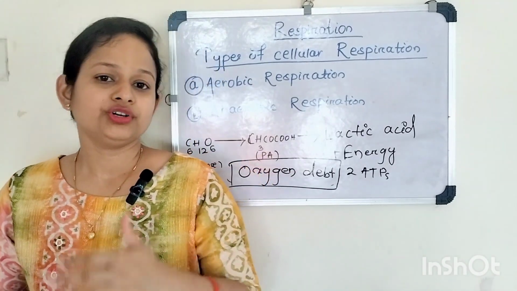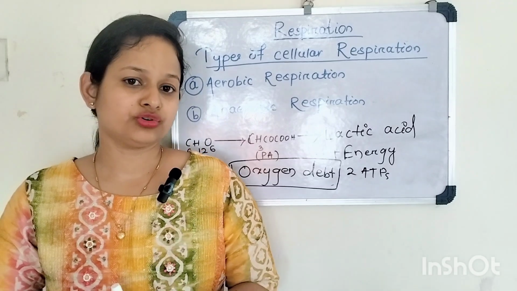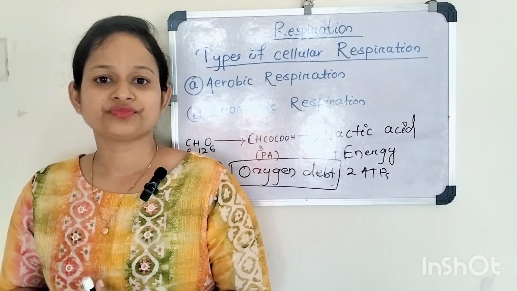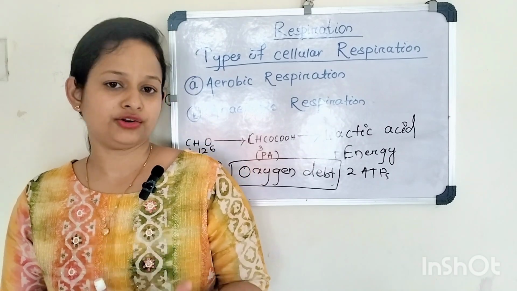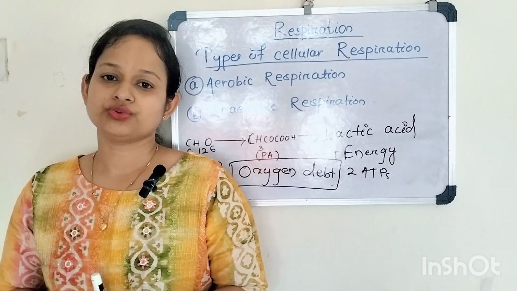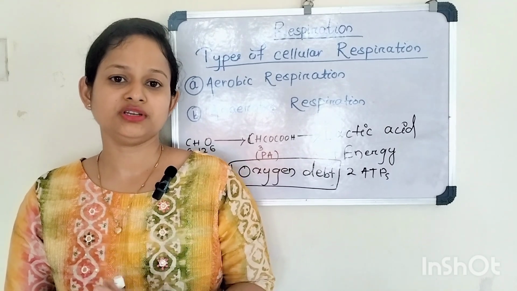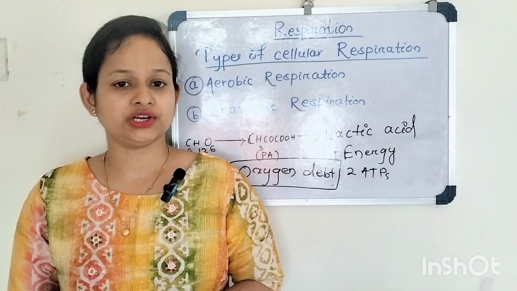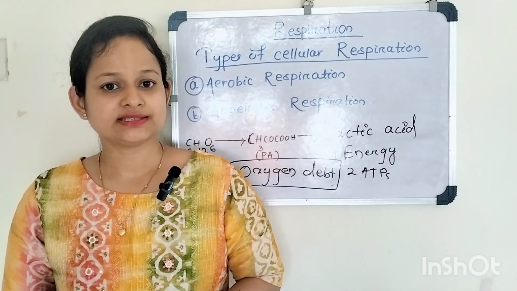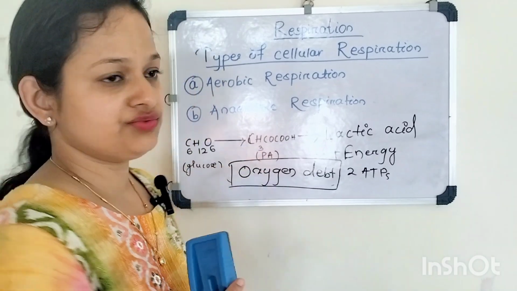So if we compare the aerobic type of respiration and the anaerobic mode of respiration, very little energy is released in the case of anaerobic respiration. So the mechanism of respiration is carried out by two types of process, glycolysis and the Krebs cycle. So let's come to the mechanism of respiration.